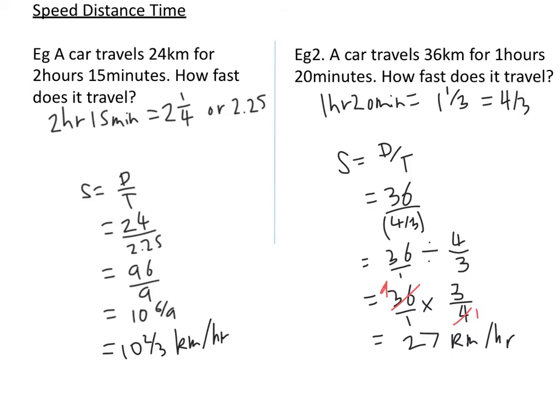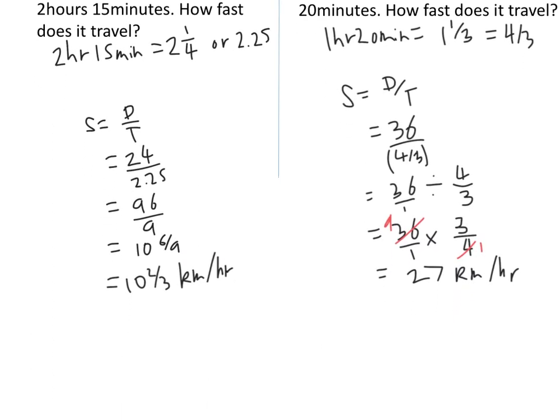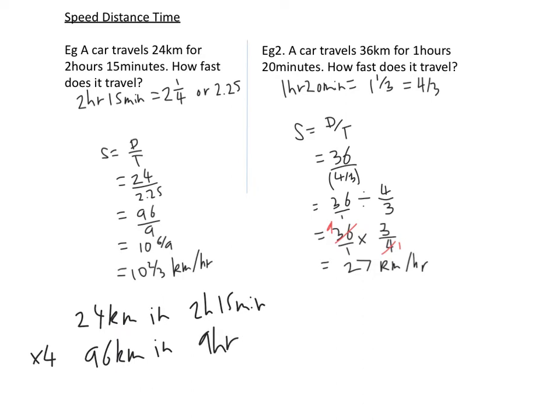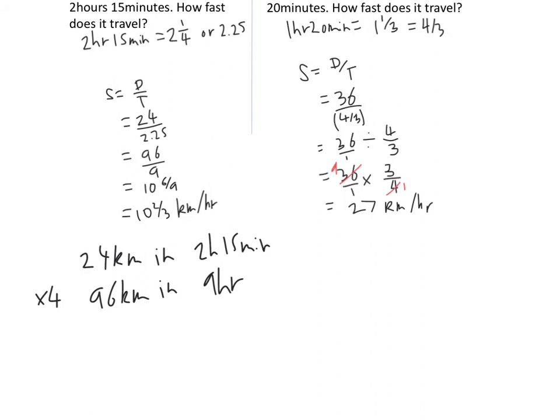Okay, before we go on, because it's speed, there's another approach you could take for this as well. I'm just looking at ratios. So for the first one, it was 24 kilometers in 2 hours 15 minutes. So if you times everything by 4, you could say that it does 96 kilometers in 9 hours. And then you divide it by 9 to get what it would do in 1 hour, because you want to do it kilometers per hour. So it will be 96 divided by 9 kilometers per hour.